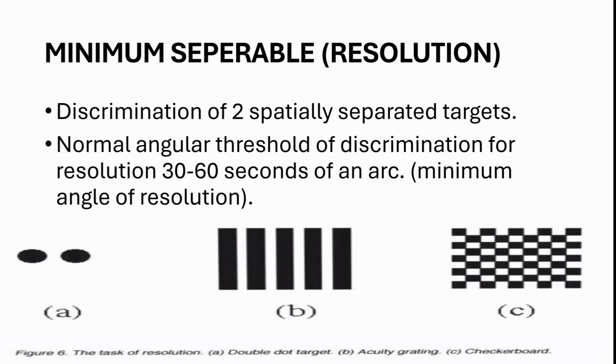Minimum separable refers to the smallest distance between two objects or features that the eye can perceive as separate. It tests the eye's ability to distinguish two distinct points or lines as separate. Commonly tested using grating patterns. You can see pictures like black and white stripes. For example, distinguishing two close dots as separate, not merged, or seeing the gap between lines in a grating with a break.